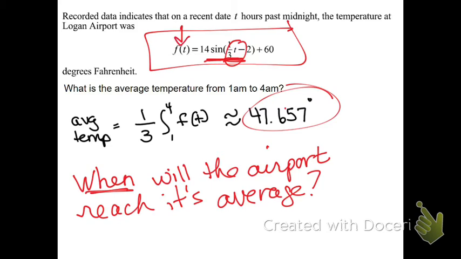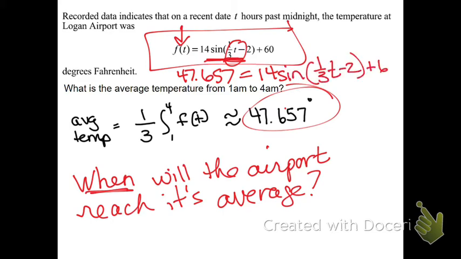So you would then take 47.657, set it equal to this. Sine of 1/3 t minus 2 plus 60. And you would have to solve that, okay? So sometimes they ask you, when will it actually reach that? Now, I want to actually do this with you because this is some pretty ugly numbers. So what do you do when you have ugly numbers like this, okay? First of all, make sure you understand why we did this. They asked for when will it reach that average.